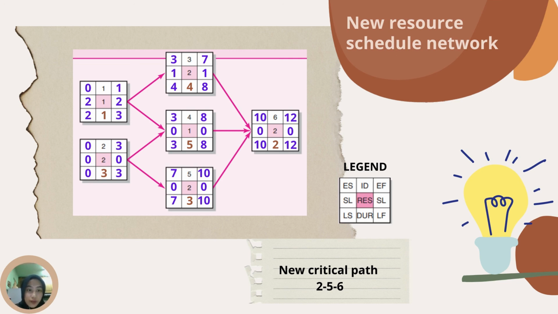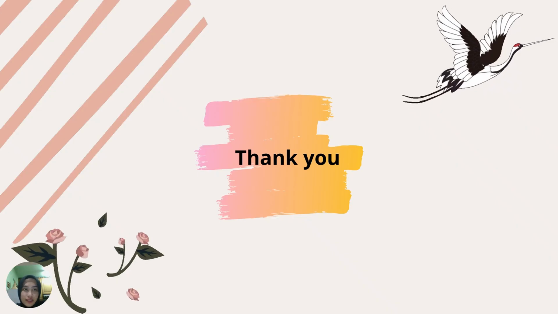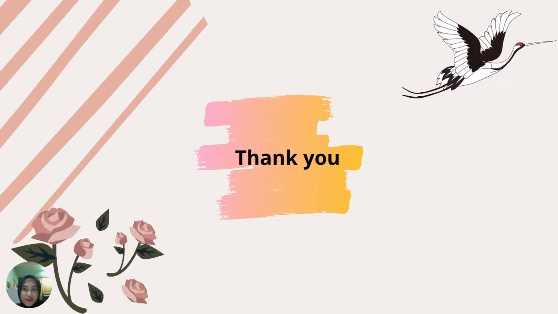So from ID5, ID2 must be completed in order to proceed to ID5. So the starting path for ID5 is 2. So the new critical path for this project is 2, 5, and 6. That's all from us. Thank you.